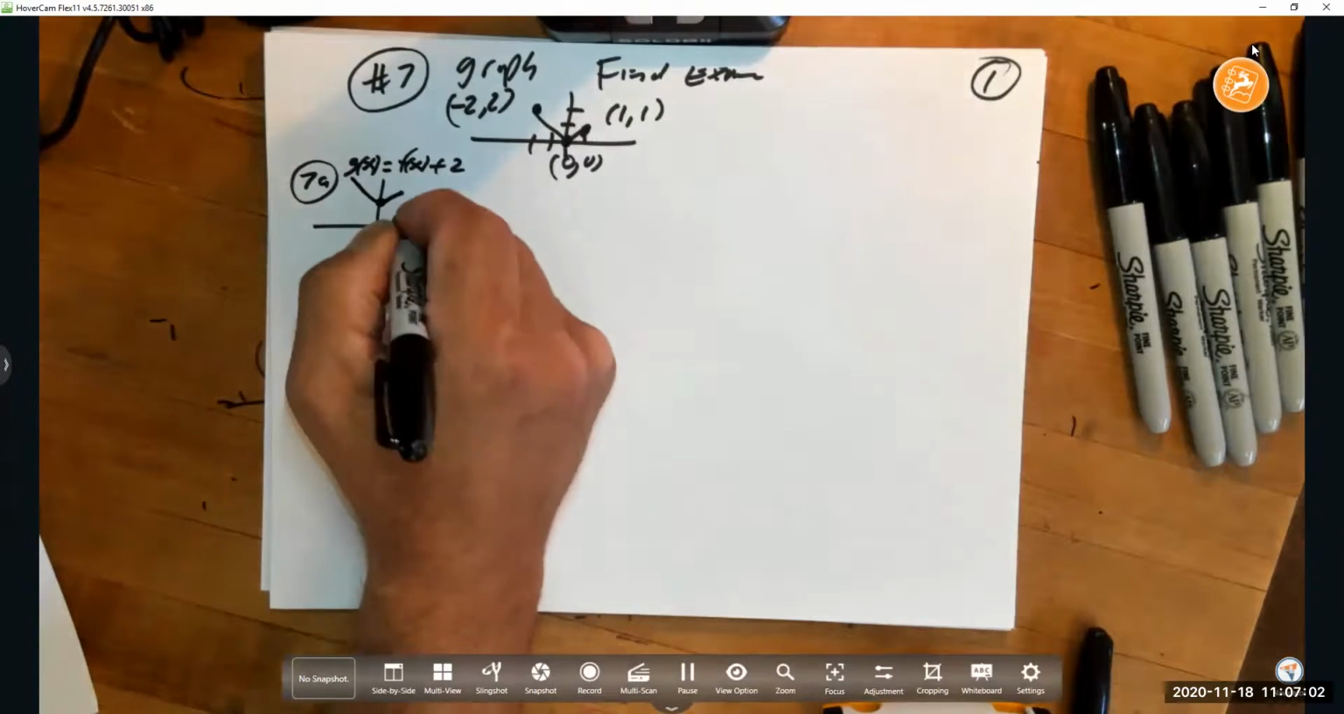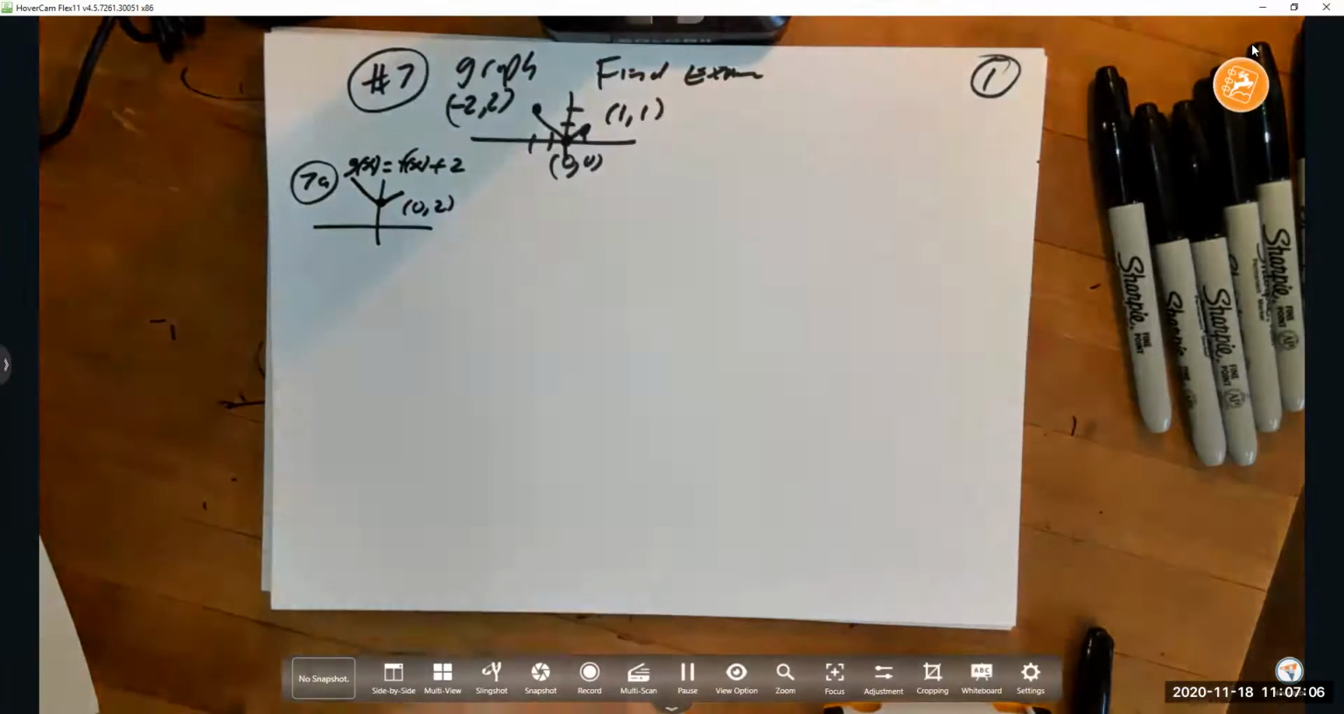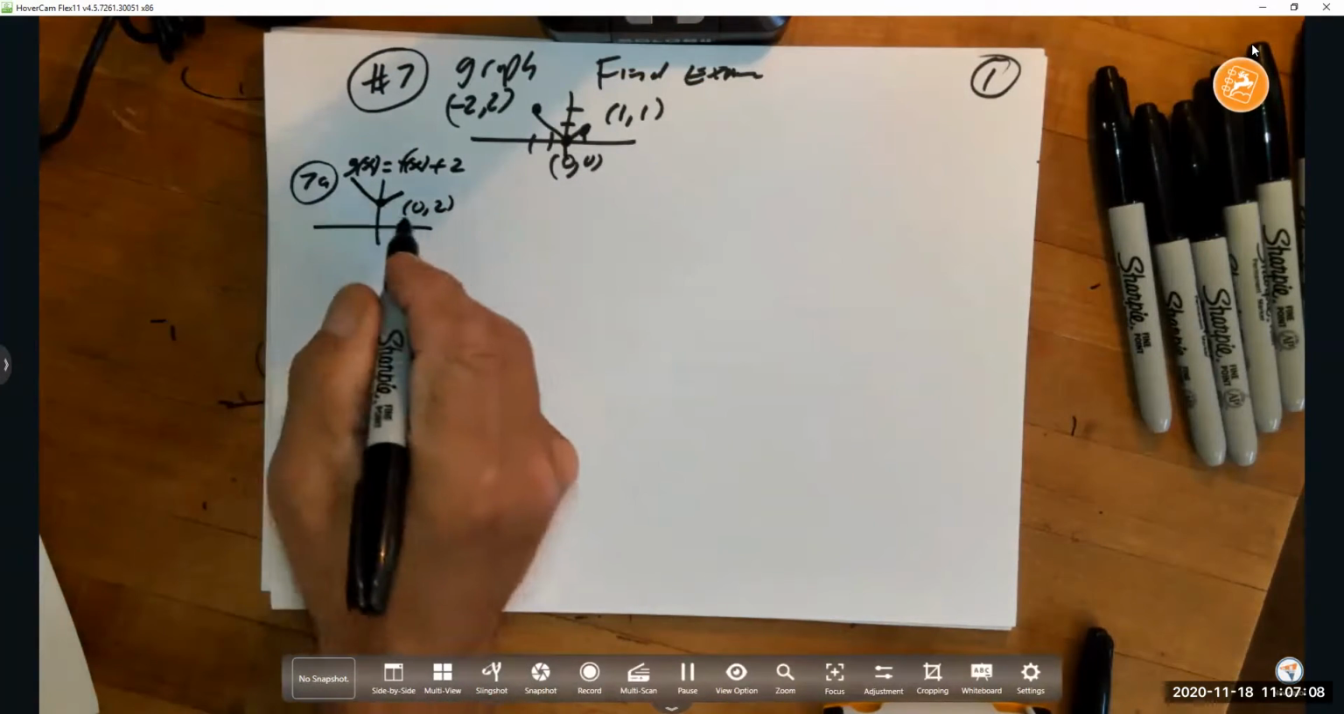So it's going to go to 0 and 2. It's going to shift this graph up. That's 7a. Is that all right for that graph right there?